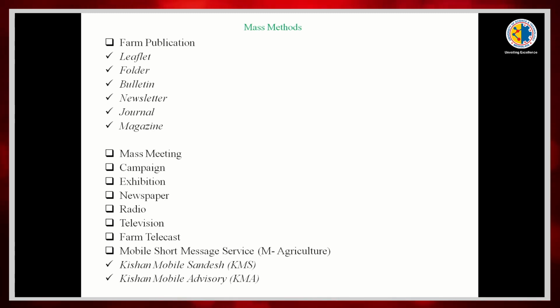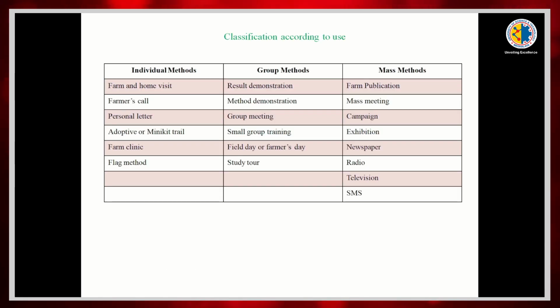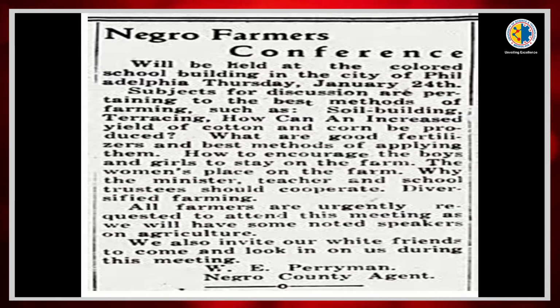In the mass meeting, campaign, exhibition, there are various agricultural fairs and horticultural fairs. Then the newspaper, radio, television, farm telecast, mobile short message service, which is called mAgriculture, Kishan Mobile Sandesh, this is KMS, Kishan Mobile Advisory, this is KMA. This is a very old conference letter from a Negro country agent. This is an example of a leaflet.